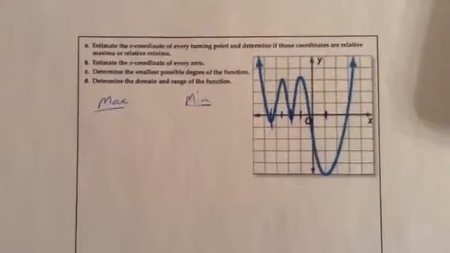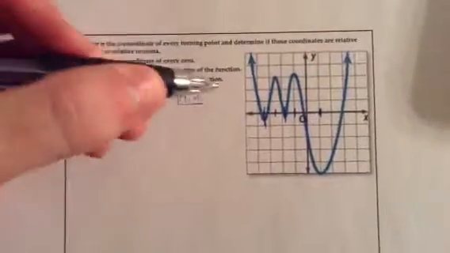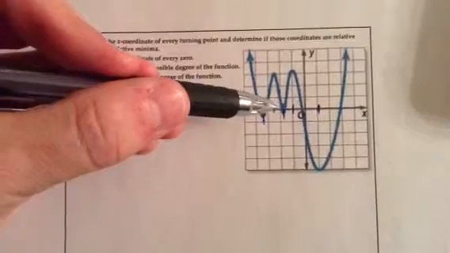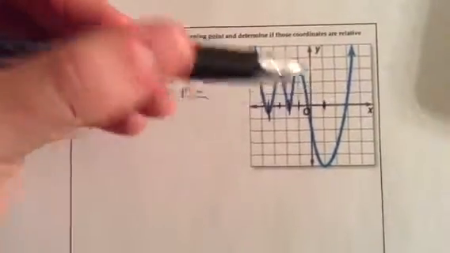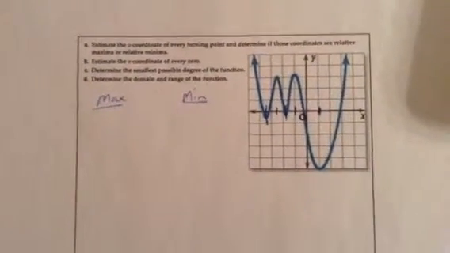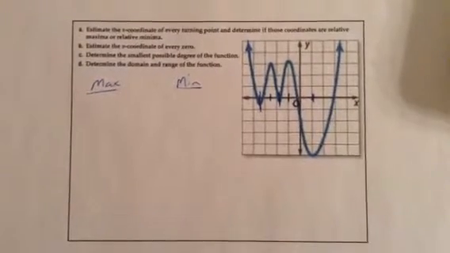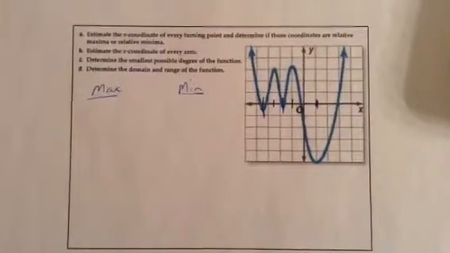Part B, estimate the x-coordinate of every zero. Well, wherever it touches the x-axis, that's a 0. So that one, that one, that one, that one, that's probably 2, and that one, and then the last one over there. So it's got several. Part C, determine the smallest possible degree of the function. Man, this has got a lot. So I've got how many turns? It's going to be an even because everything's going up. So we'll talk about that in class.